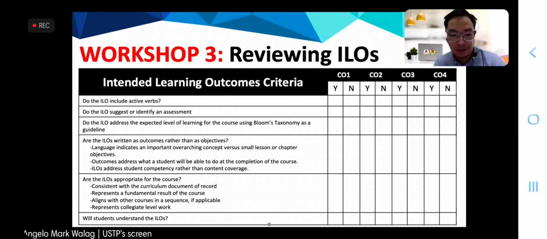Objectives. Are those appropriate for the course? Is it consistent with the curriculum document of record? Does it represent a fundamental result of the course? Does it align with other courses in a sequence? Does it represent collegiate level of work? Baka your ILOs are too simple or too difficult that they're not at the level of college students. And finally, will students understand the ILOs?